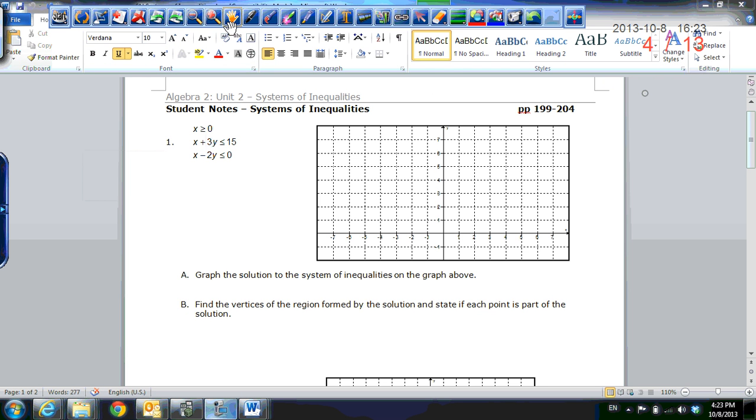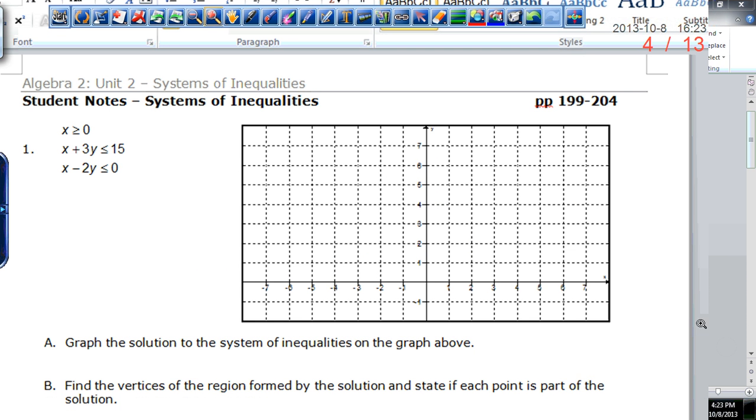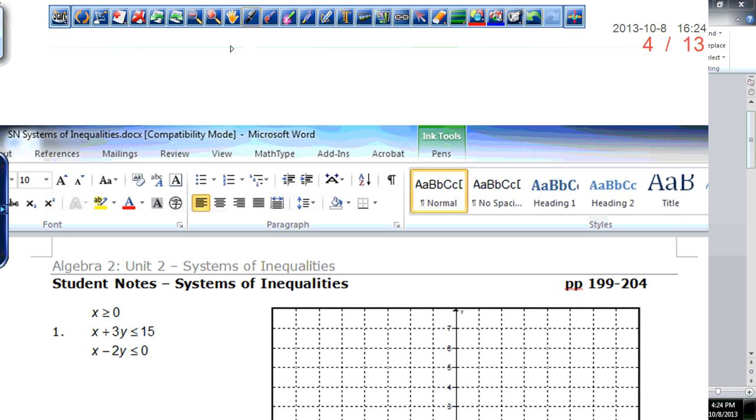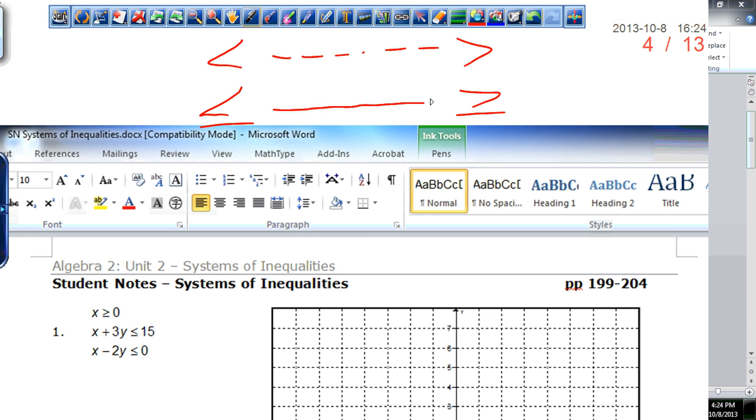All right, system of inequalities. We've done systems before. This time we're just going to be doing all of the inequality notation. So the first thing I want you to know is that if we have a less than or a greater than symbol, it means it's a dashed line. And if it's less than or equal to or greater than or equal to, we have a solid line.